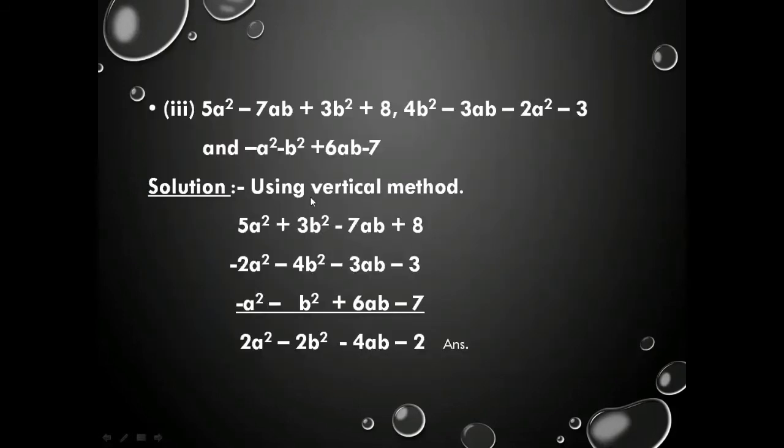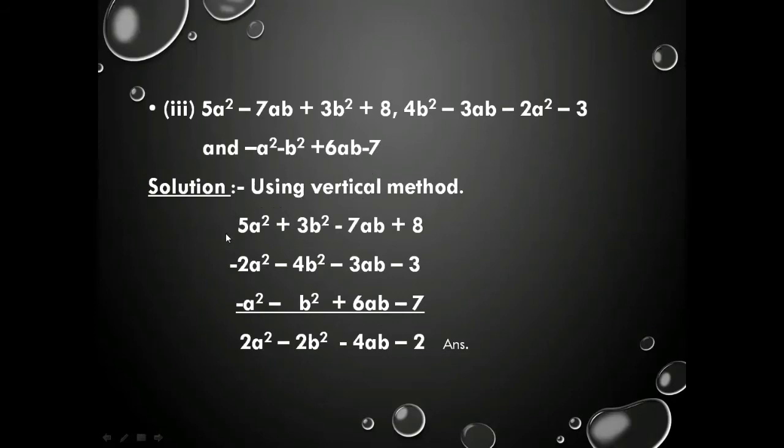We are taking third part from the same question. The instruction is the same. Add the following. The polynomials, or the algebraic expressions, are 5a square minus 7ab plus 3b square plus 8, 4b square minus 3ab minus 2a square minus 3, and minus a square minus b square plus 6ab minus 7. We are going to use vertical method.